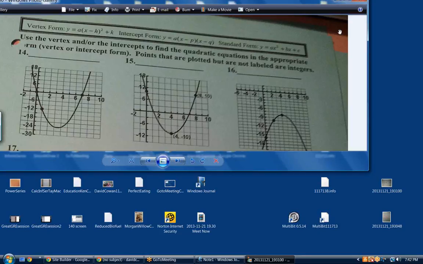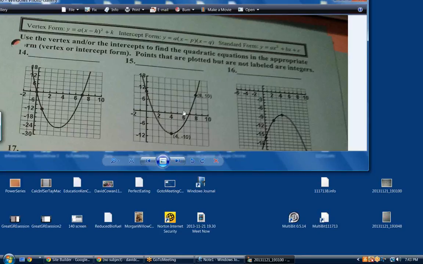No, it really doesn't. The only thing is, notice the difference between 14 and 15. 15 has the vertex labeled, so most likely 15 is the vertex format. On 14, the points that we can clearly see are integers are the x-intercepts, so I would say 14 is intercept form. 16 is probably vertex form.